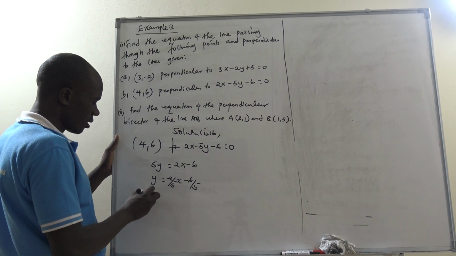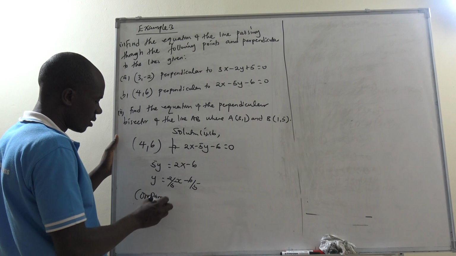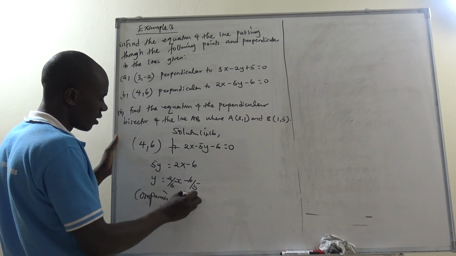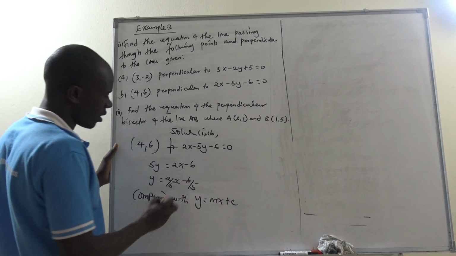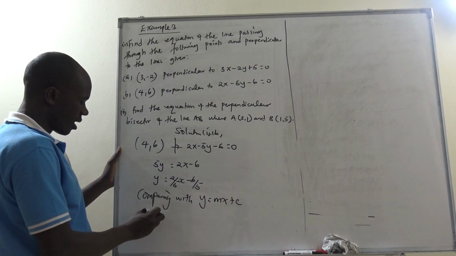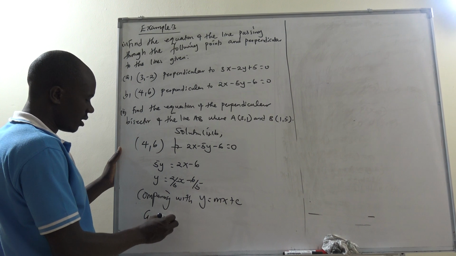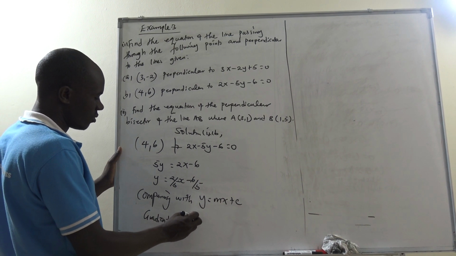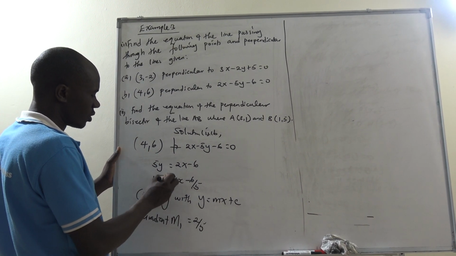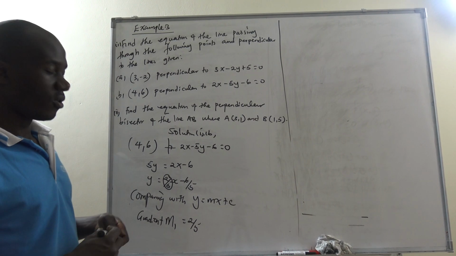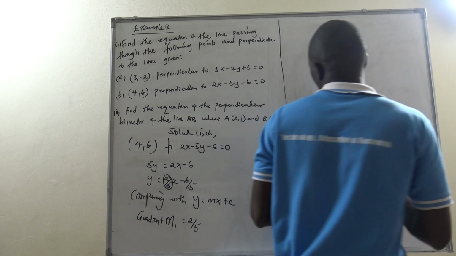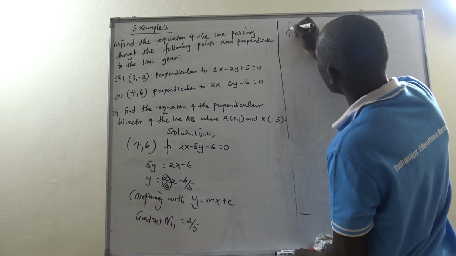Then we compare with y equals mx plus c. So what can we compare? We have gradient m1 equals 2 out of 5. This is the gradient of the tangent.